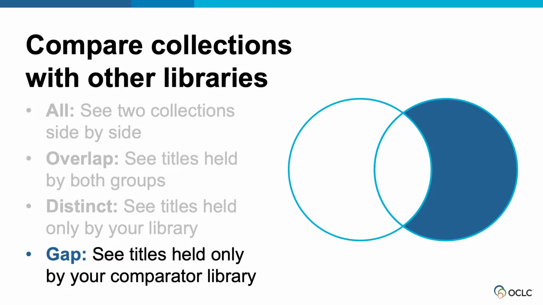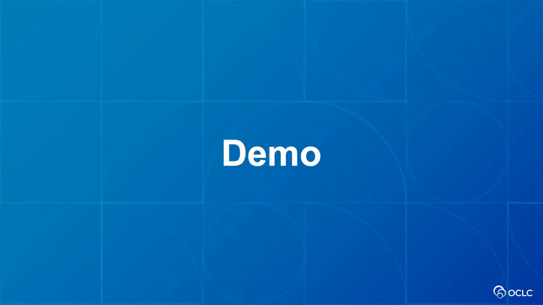And perhaps most importantly, gap. What do other libraries hold that you don't? What do key collaborators, peers, aspirational peers, those libraries you know have great collections in certain areas, what do they hold that you do not? And so with that, I'm going to turn it over to Sean Duffy to show you Choreo Insights in action.